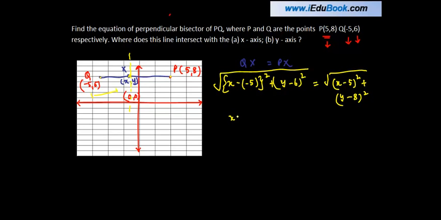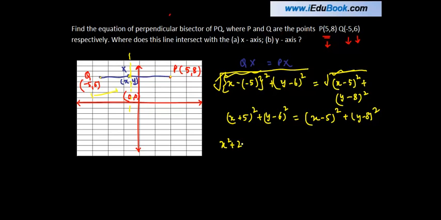So if you do this, you get (x plus 5) whole square plus (y minus 6) whole square is equal to, let's just cancel out both the square roots, (x minus 5) whole square plus (y minus 8) whole square. Let's open up both these things. So you get x square plus 25 plus 10x plus y square plus 36 minus 12y is equal to x square plus 25 minus 10x plus y square plus 64 minus 16y.